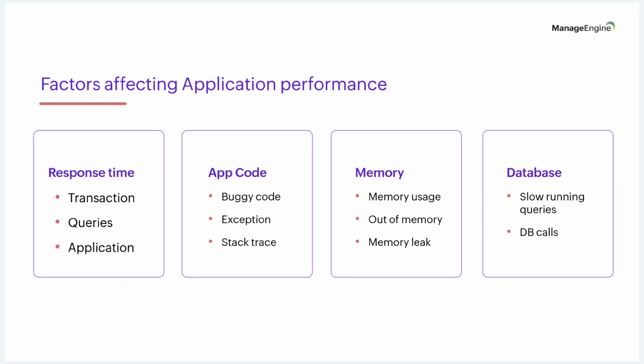Finally, the database plays a major role in performance. Slow queries and too many database calls can affect application responsiveness. Optimizing queries and reducing unnecessary database interactions can greatly improve speed. In conclusion, monitoring response time, code efficiency, memory usage, and database performance is essential for maintaining a smooth and reliable application. Regular performance testing and tuning help you to ensure consistent and efficient operations.